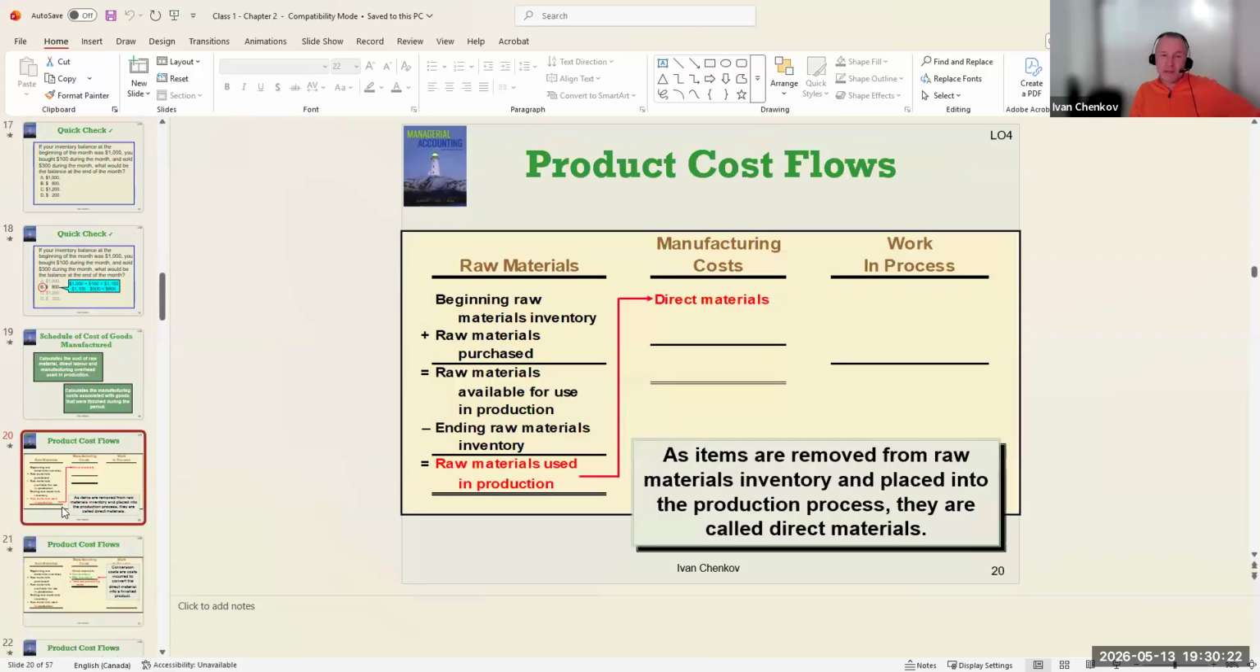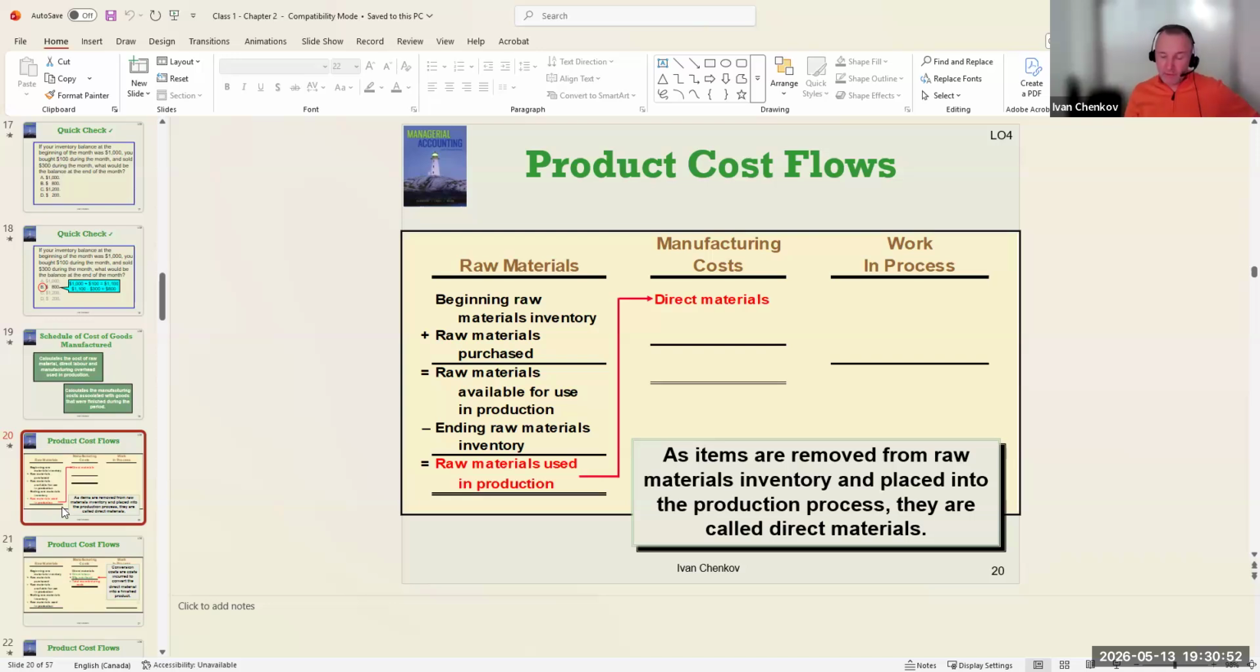So we're starting with the raw material first, the inventory account in the manufacturing company. Raw material, what are we going to get? We're going to see the beginning balance. We're going to add the purchases. It's going to give us raw material available for use. We're going to deduct the ending balance once we count the inventory. And we're going to see how much raw material we actually used. And that will be our direct material.